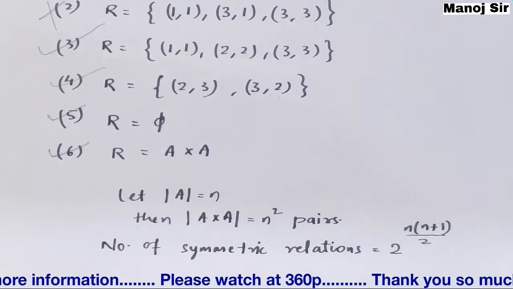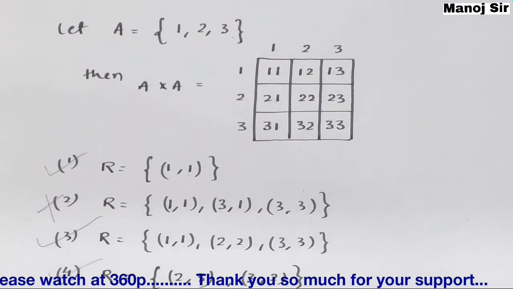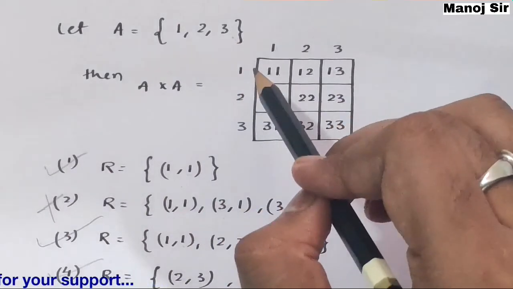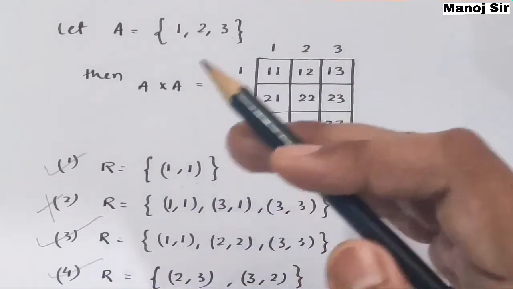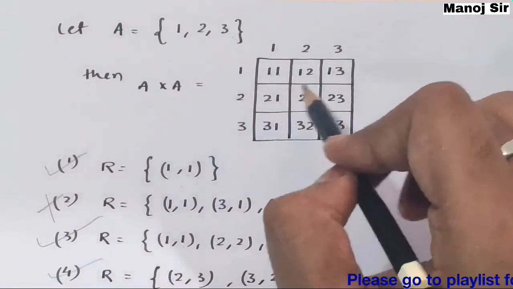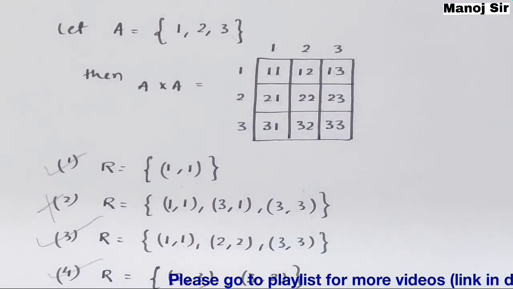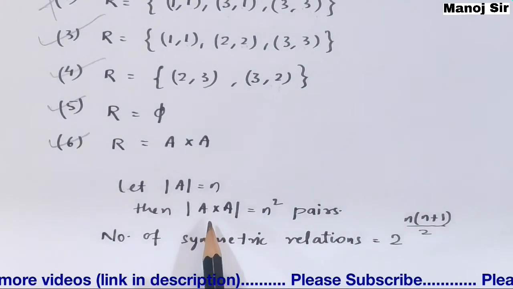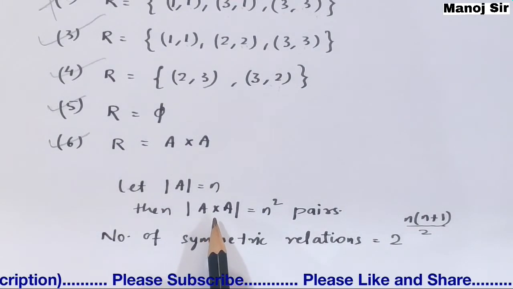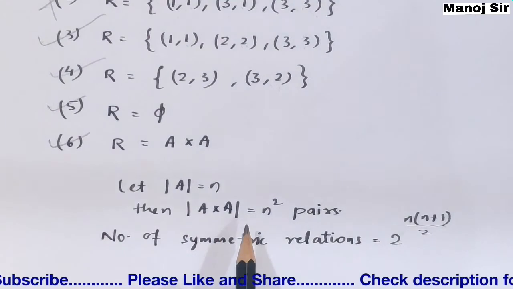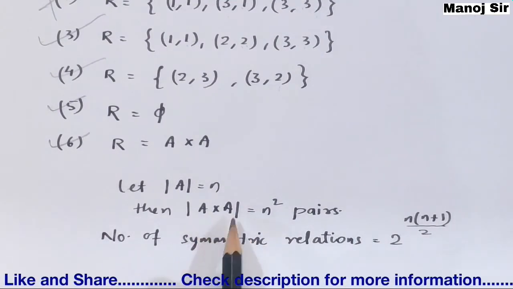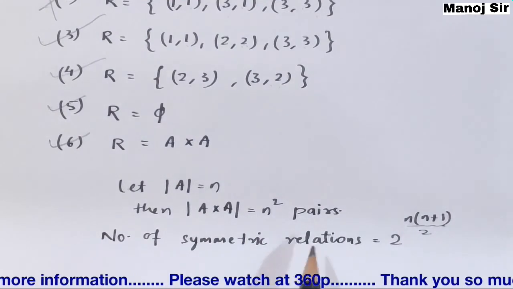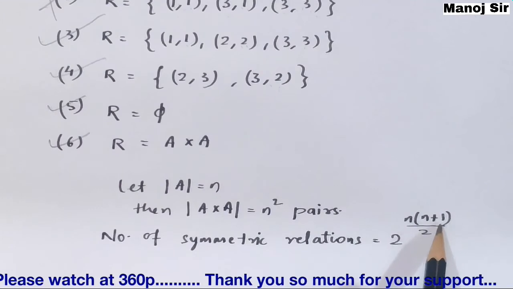Let me take one example. Let's say the number of elements present in set A is 3. So the number of pairs present in A cross A is 9, that is 3 squared. Similarly, if the cardinal number of set A is n, then the Cartesian product A cross A will have n squared elements. In that case, the number of symmetric relations becomes 2 to the power n(n+1)/2.